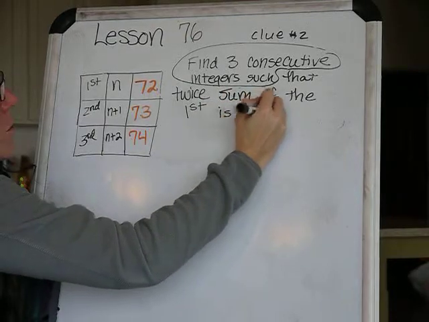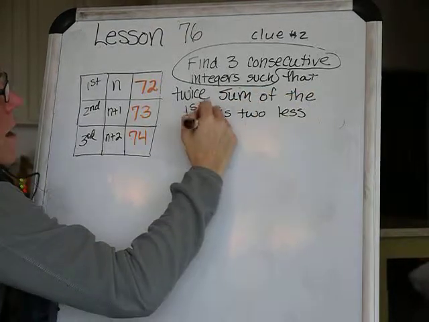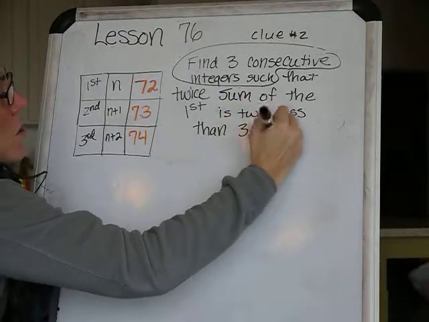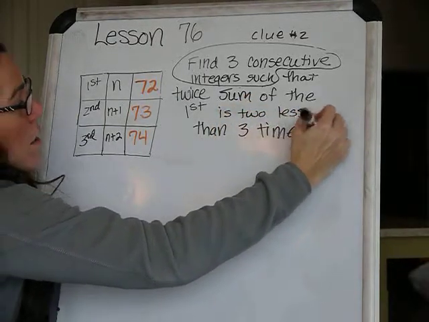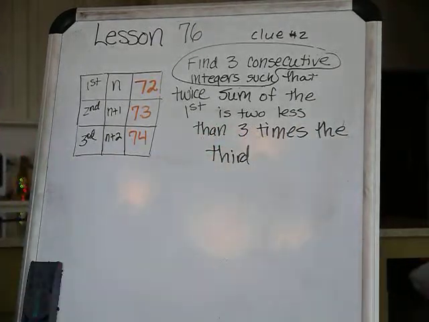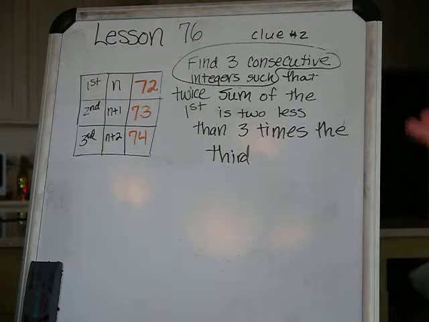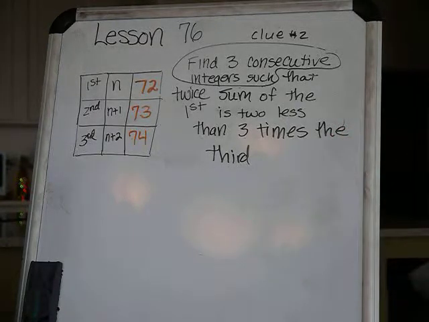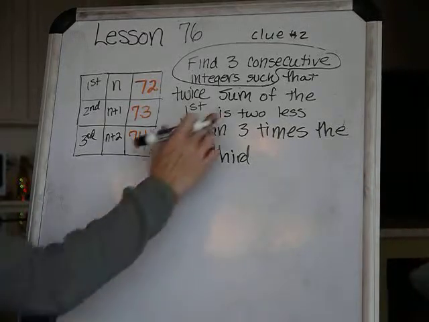Is 2 less than 3 times the third. So this second clue, did I write it right? No. The first 2 numbers. So the first and the second together is 2 less than 3 times the third number.